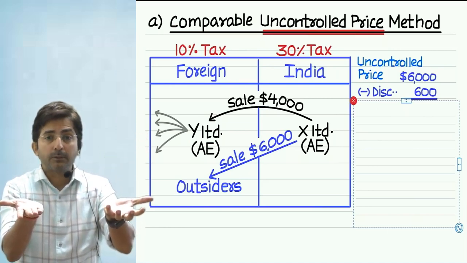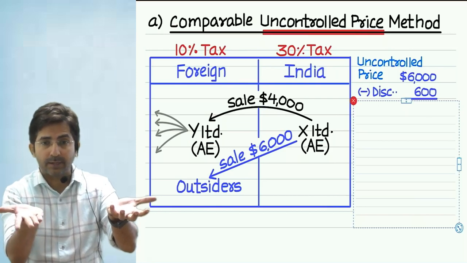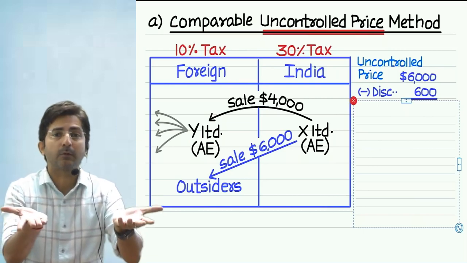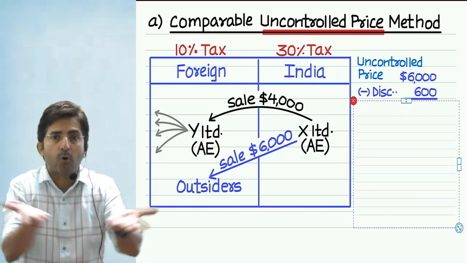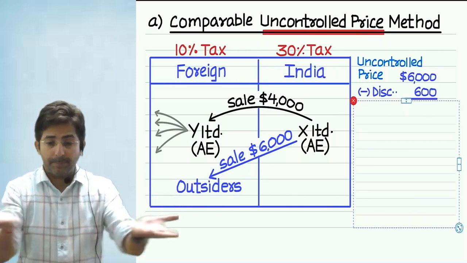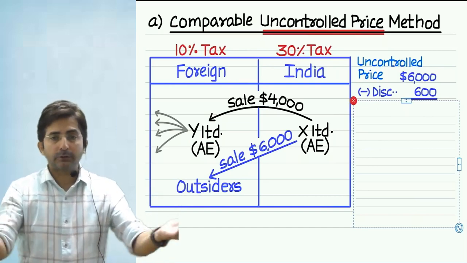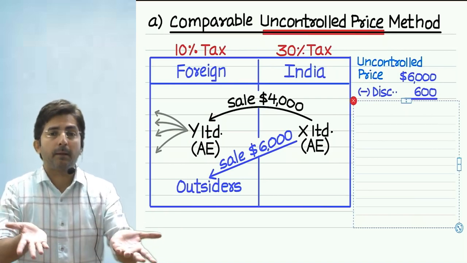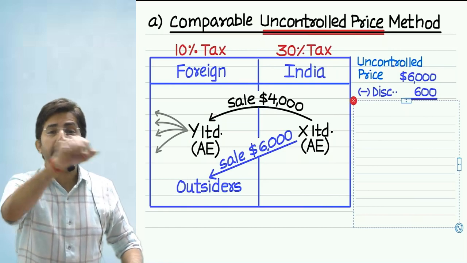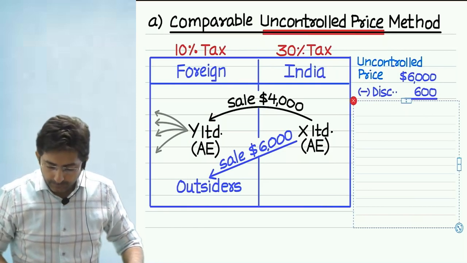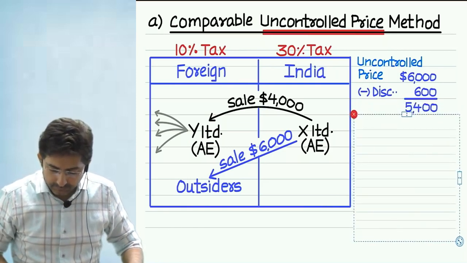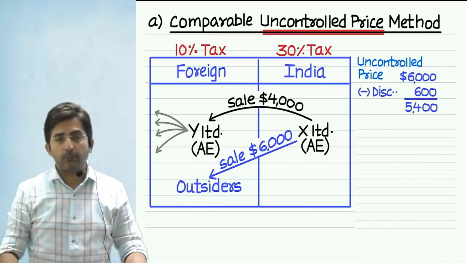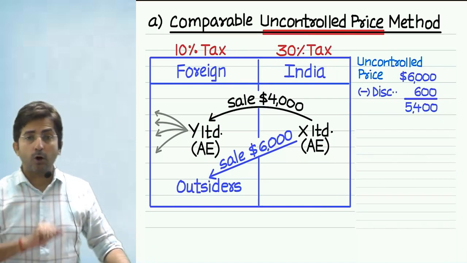So now what happens, this was discounted. Even this has become discounted. Both have come to par, comparable. Now both have become comparable. And when they become comparable, now we can say whether you are cheating or not. So tell me, after this adjustment, what is the price? 5,400.